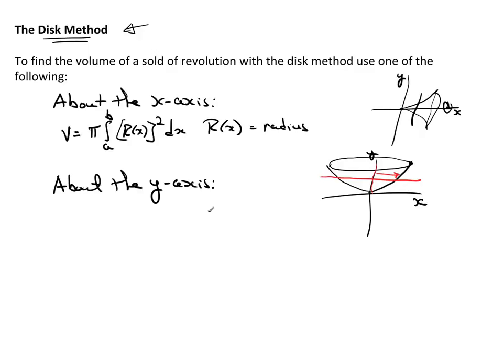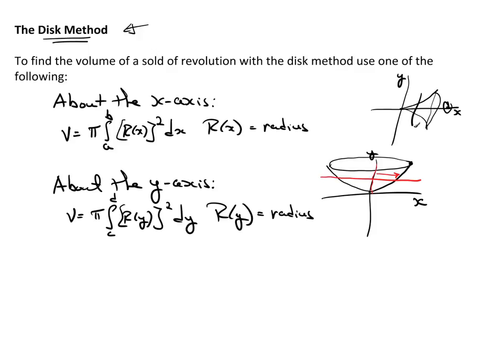So with that in mind, I need to modify this formula here, and I'm going to say that volume equals pi times the integral, and let's say from c to d along the y-axis here, of capital R of y squared dy, where R of y again equals a radius, but this time is a function of y, where previously it was a function of x.